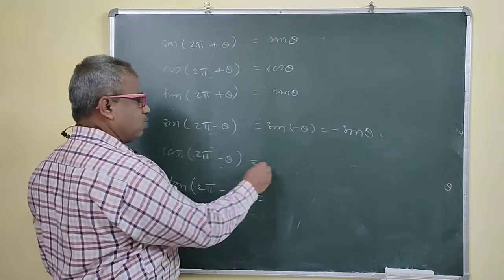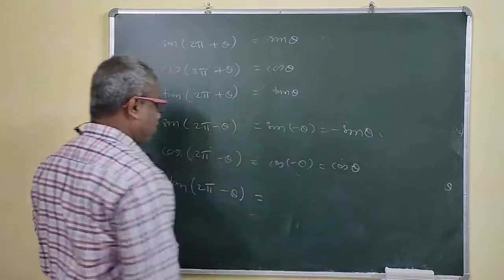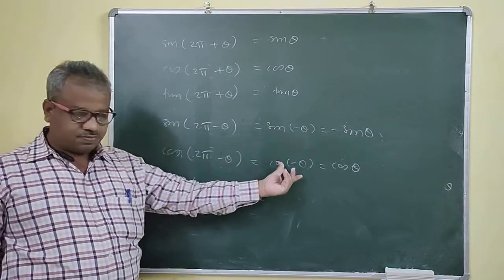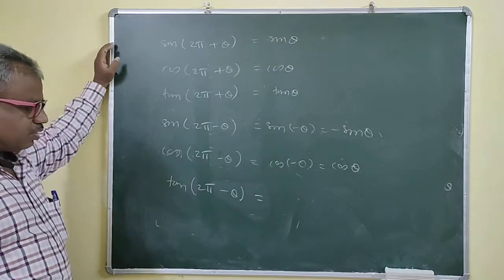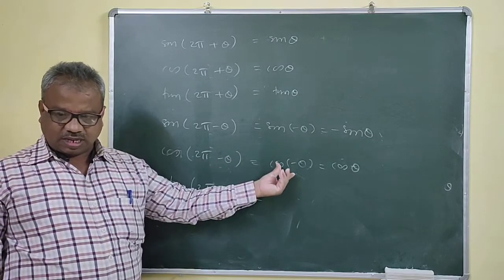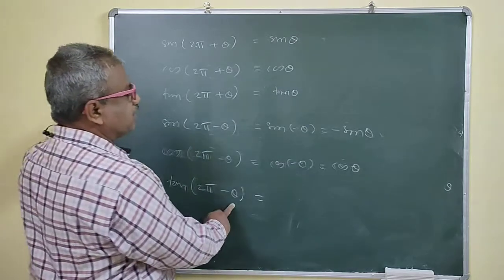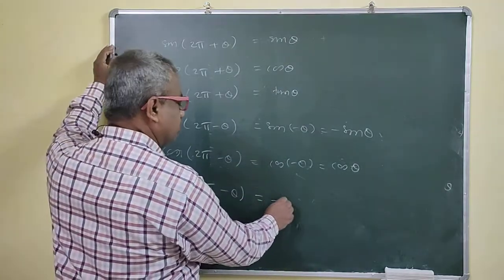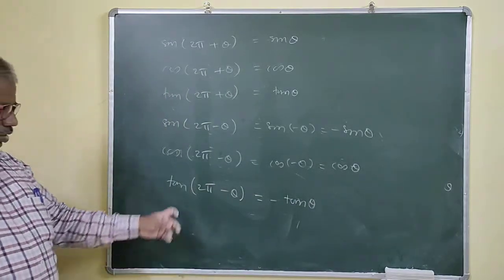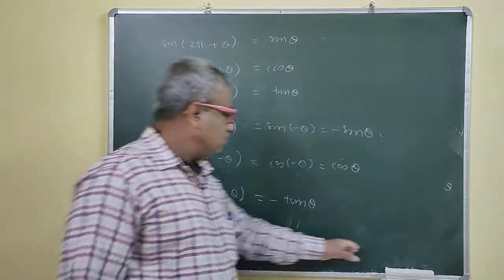Again here, this is cos of minus theta. But cos of minus theta is what? Cos theta. How you can write in terms of 2 pi? 2 pi plus minus theta. So that is cos minus theta. But cos minus theta is cos theta. Or you may write this as cos 2 pi cos theta plus sin 2 pi sin theta. So you get cos theta. So tan 2 pi minus theta is what? Minus tan theta. This is also tan of minus theta.